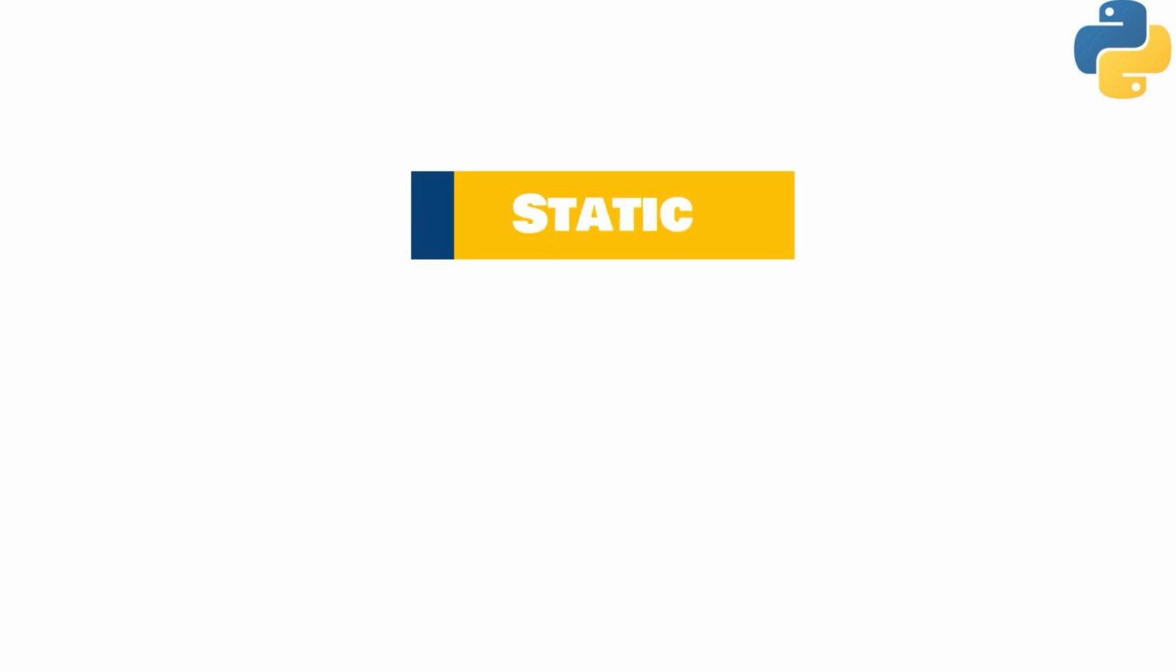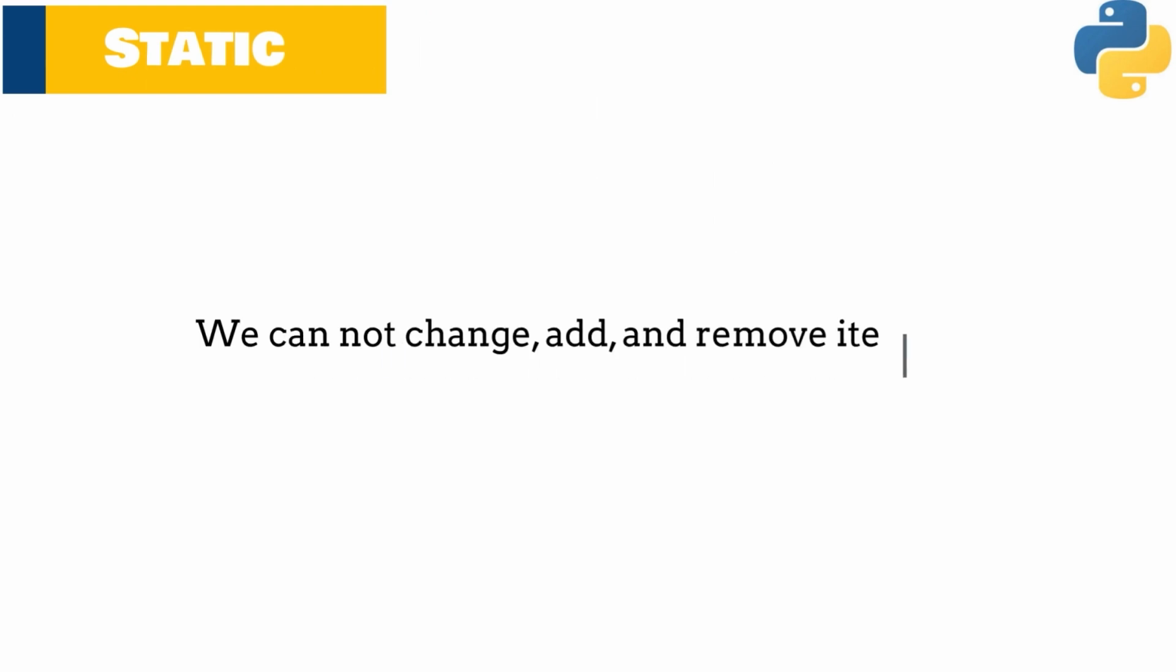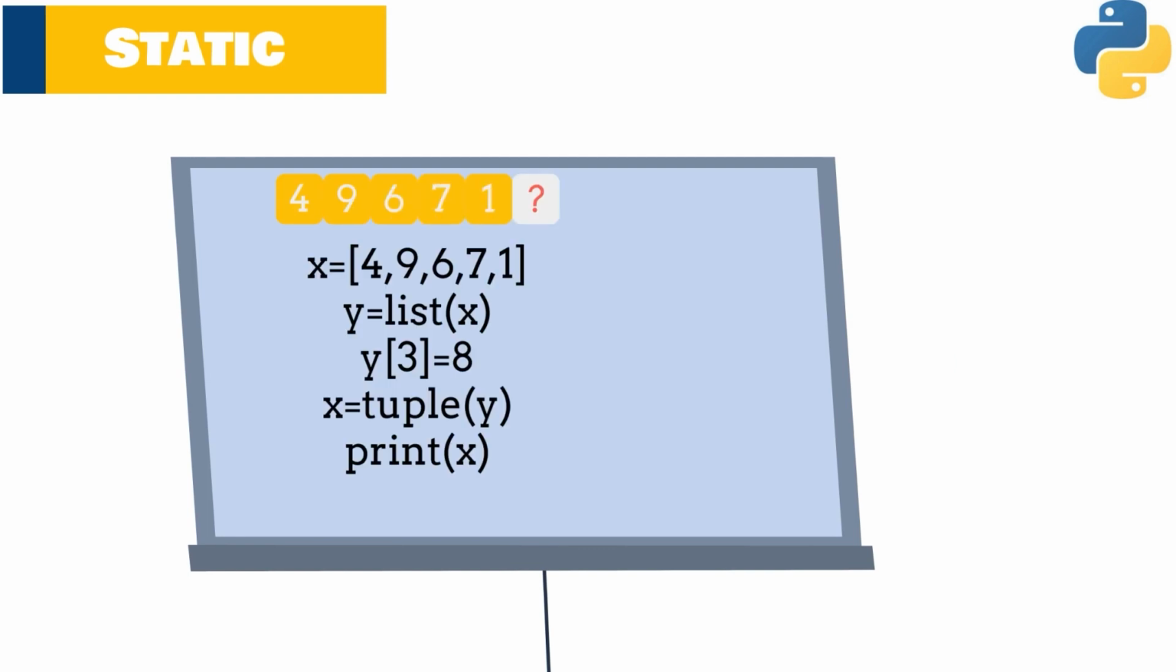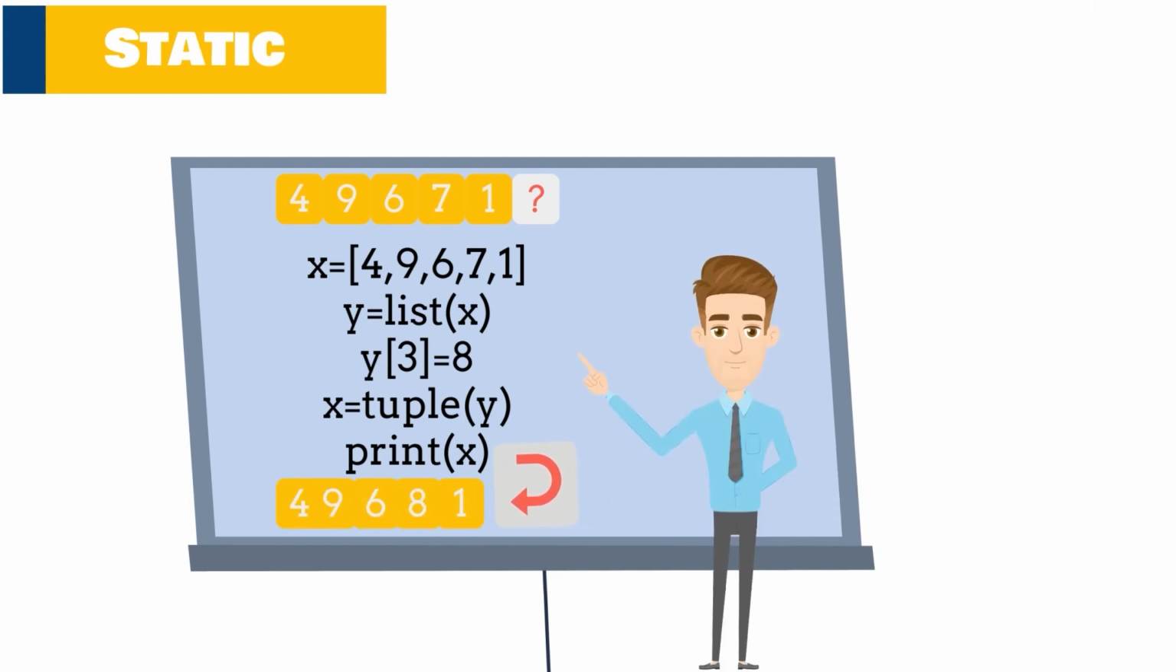Now let's discuss the features of tuple. Start with static. The tuple is static in nature, which means that we cannot change, add, and remove items once a tuple is created. Look at the example of how to insert an element in the tuple. Here there is a workaround. You can convert the tuple into a list, change the list, and convert the list back into a tuple. Then you can access tuple items by referring to the index number inside square brackets. Look at this, here we insert the value 8 inside the list at index 3.